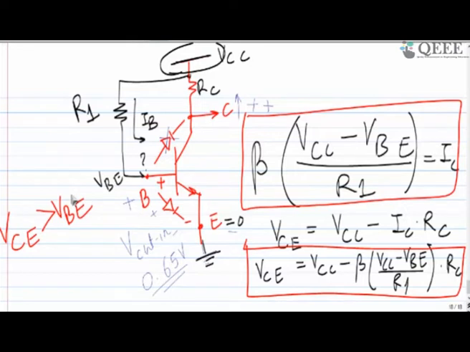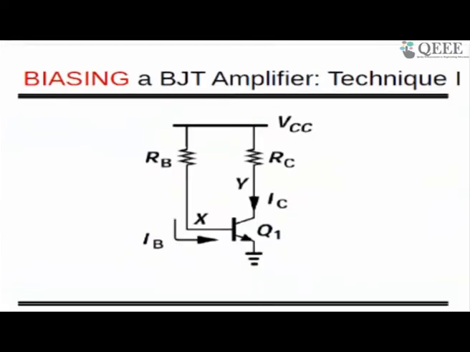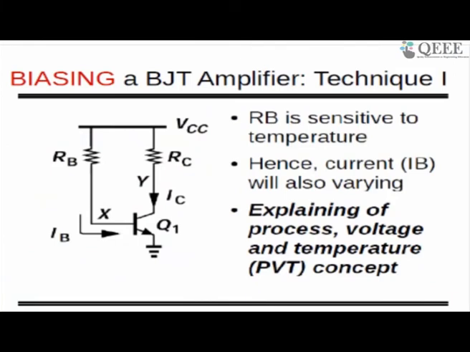So even if you are getting something like 0.65 volt, if this collector voltage is lesser than that, then your transistor is not in active mode. Maybe you are in saturation. So you should make sure that VC, whatever we achieve, has to be more than VB. But there are some problems. Before going to those problems, let's look at something called PVT.